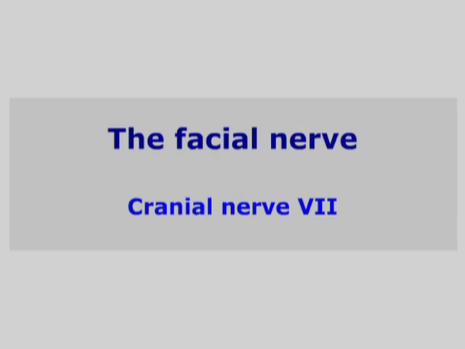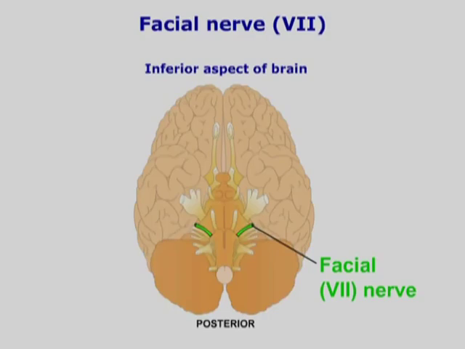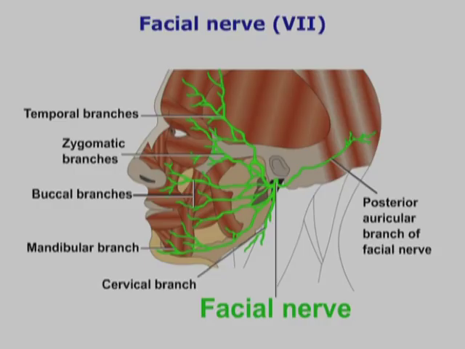The facial nerve, the seventh cranial nerve. This is a mixed cranial nerve. It has many components and supplies diverse areas. It arises from the pons. The motor component supplies the superficial muscles of the face, which control facial expression.